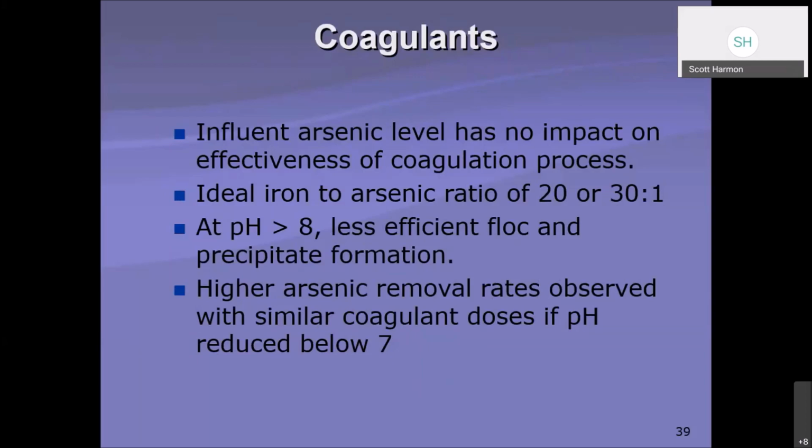The ideal iron to arsenic ratio for this particular type of treatment would be 20 or 30 to 1. A pH of more than 8 gives less efficient flock and precipitation formation, which could be an issue. So depending on the source water that you have coming in, that may or may not be an issue. Higher arsenic removal rates are observed with similar coagulation dosage if the pH is reduced to below 7. So just some key factors in determining the type of chemicals, the type of pH and things that you would need for this particular form of treatment.